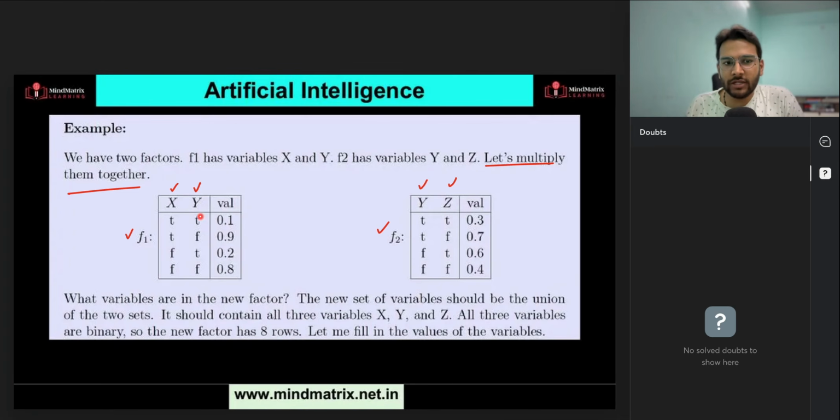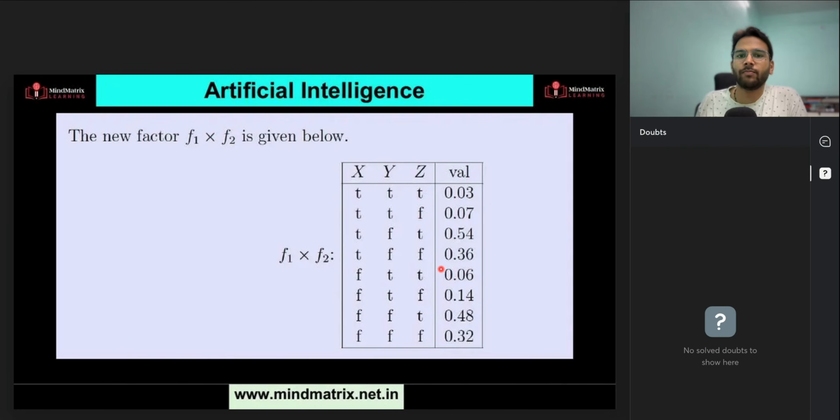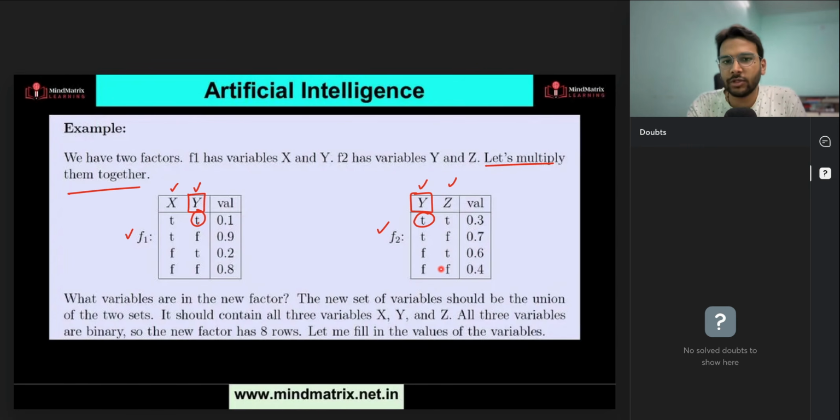Carefully see this. Y is equal to true, y is equal to true. What is the common variable here? Y is the common variable. So y is true, true, and you multiply these two values: 0.1 into 0.3, which comes out as 0.03. Again, true and true: 0.1 into 0.7, that is 0.07. So it is the same as natural join. Then false with false: 0.9 into 0.6, which comes out as 0.54. Yeah, 0.9 into 0.6, right?